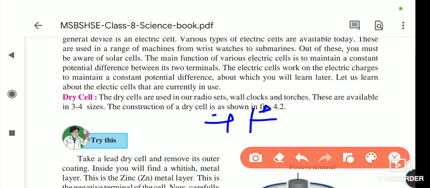The electric cell works on electric charges to maintain a constant potential difference, about which we will learn later. To maintain this potential difference, the flow of electricity is possible; otherwise it is impossible. Now we will see the structure of the electric cell, and then continue the lecture.